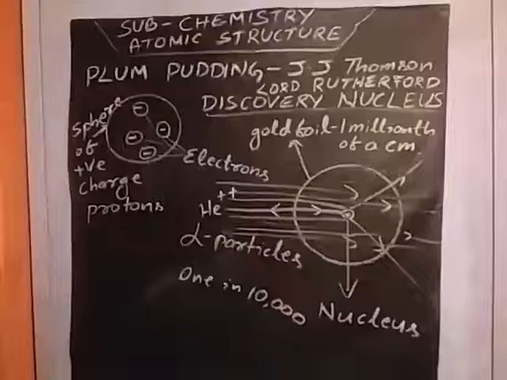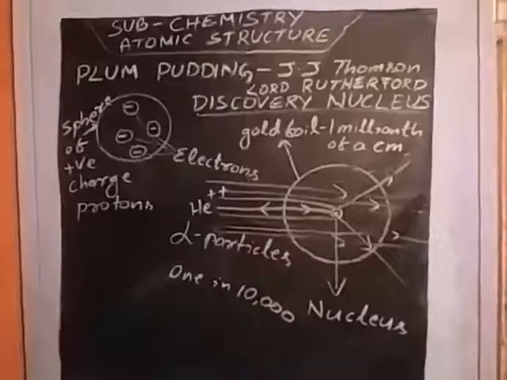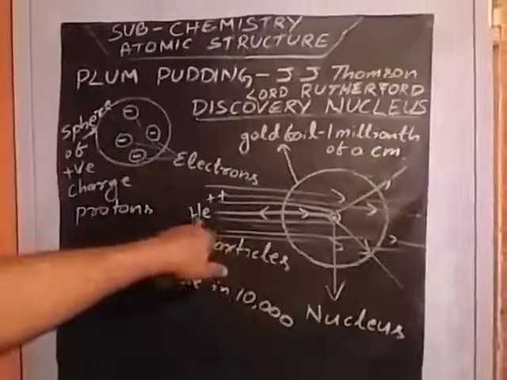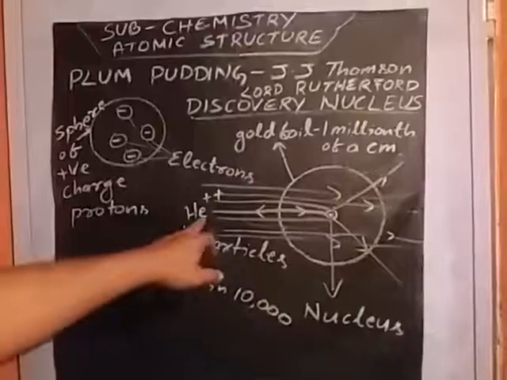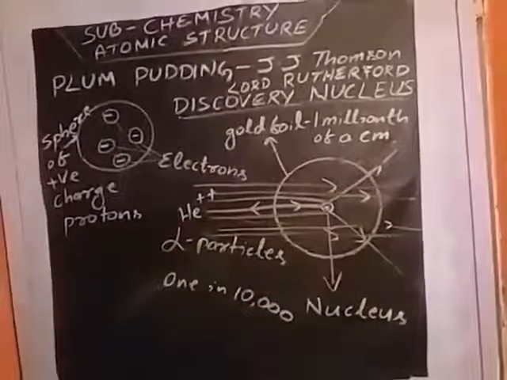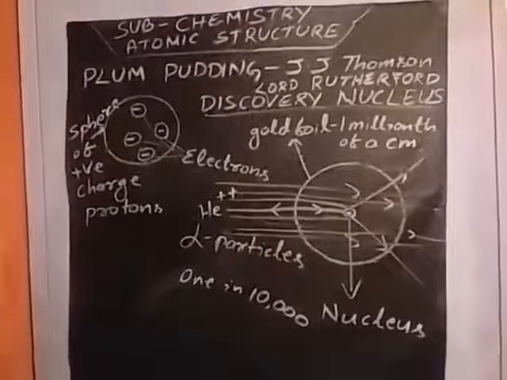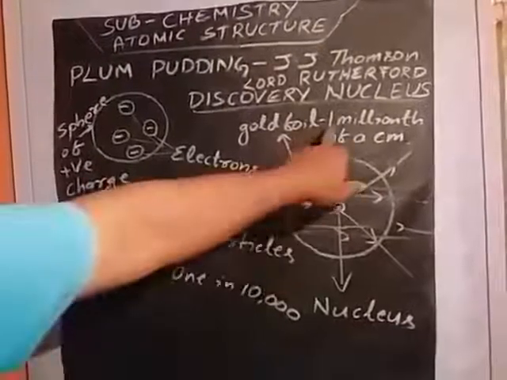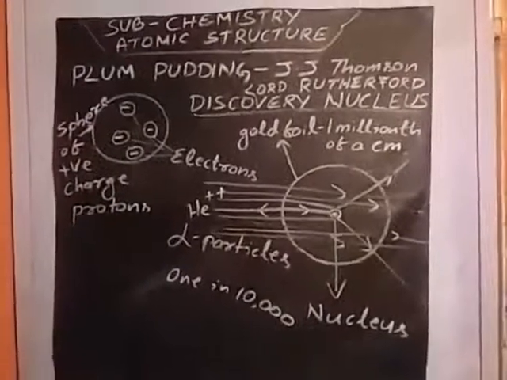Then the discovery of the nucleus by Lord Rutherford. Lord Rutherford took alpha particles. What are alpha particles? When the noble element helium loses 2 electrons by extra force, it forms He++, which is known as an alpha particle. He used a gold foil. Why was gold foil taken? Because it is the most malleable metal, and very thin, its thickness being 1 millionth of a centimeter.